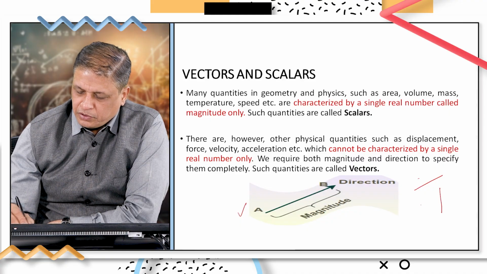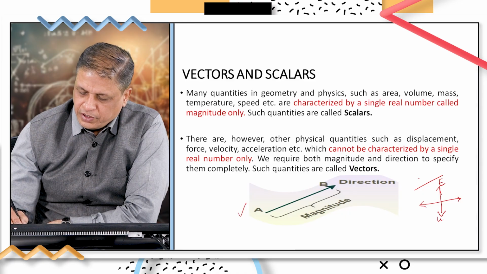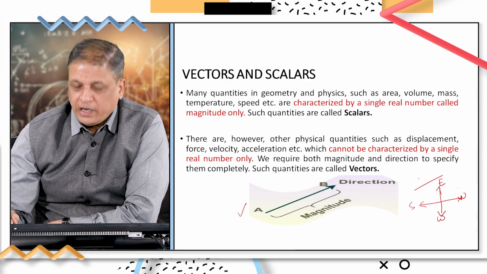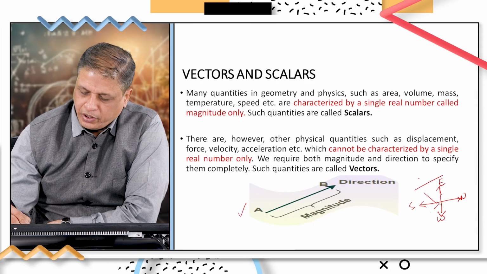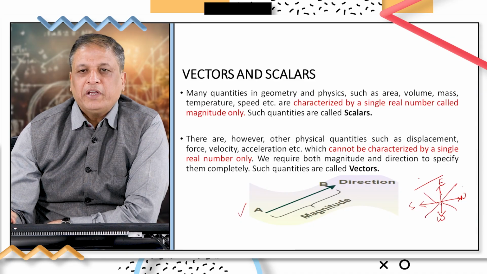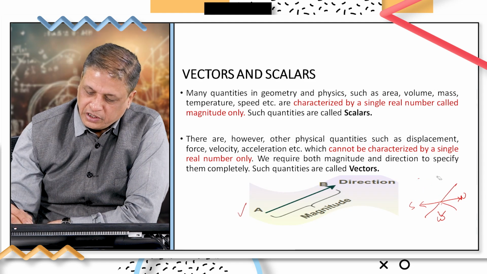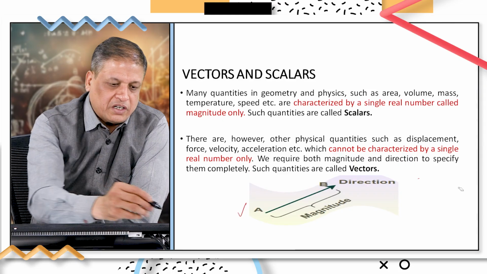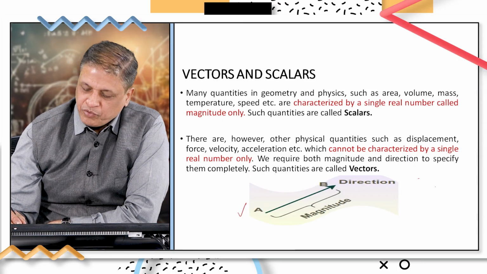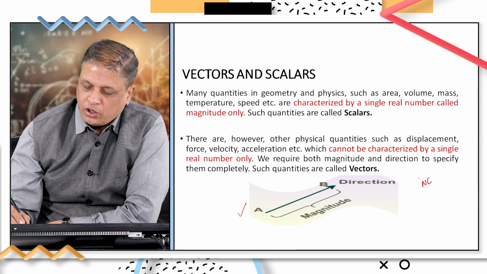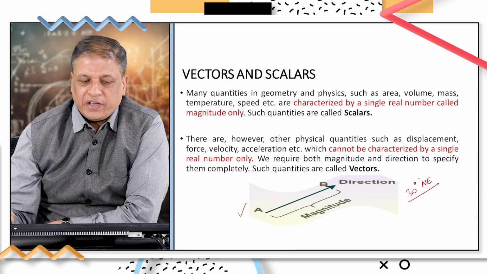If the city has different directions, say east, west, north, south, and I didn't specify the direction, then the person may go in any direction. If the direction is not specified, then the person will not be able to reach the destination. So, in order to reach the destination, we need to specify the direction, that you need to go 10 kilometers in, say, the northeast direction, or say 30 degrees northeast. So, direction is a very important component.